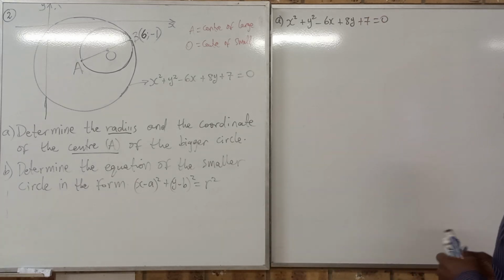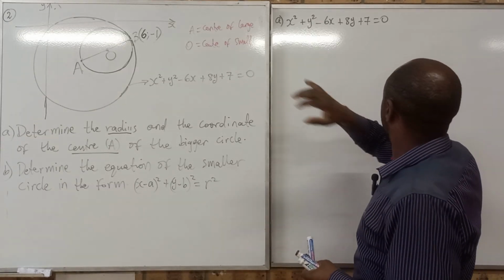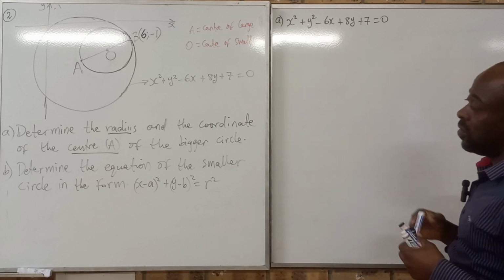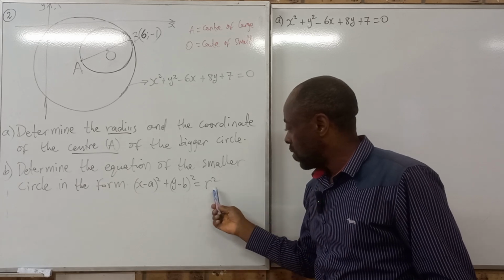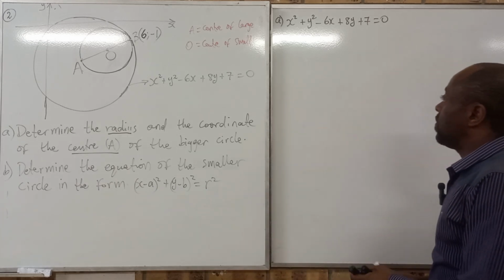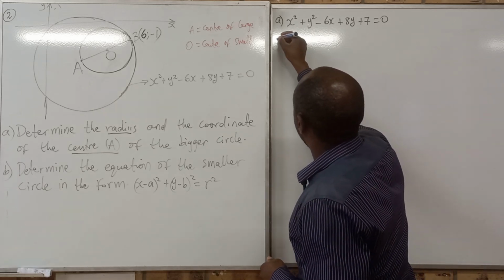To help us get the center, we need to start by appreciating the fact that these are two quadratics. We group them together, complete the square until it will take us to a format that looks like this, where we can get the coordinate of the center and the radius of the larger circle. So let's start by grouping our quadratics together.